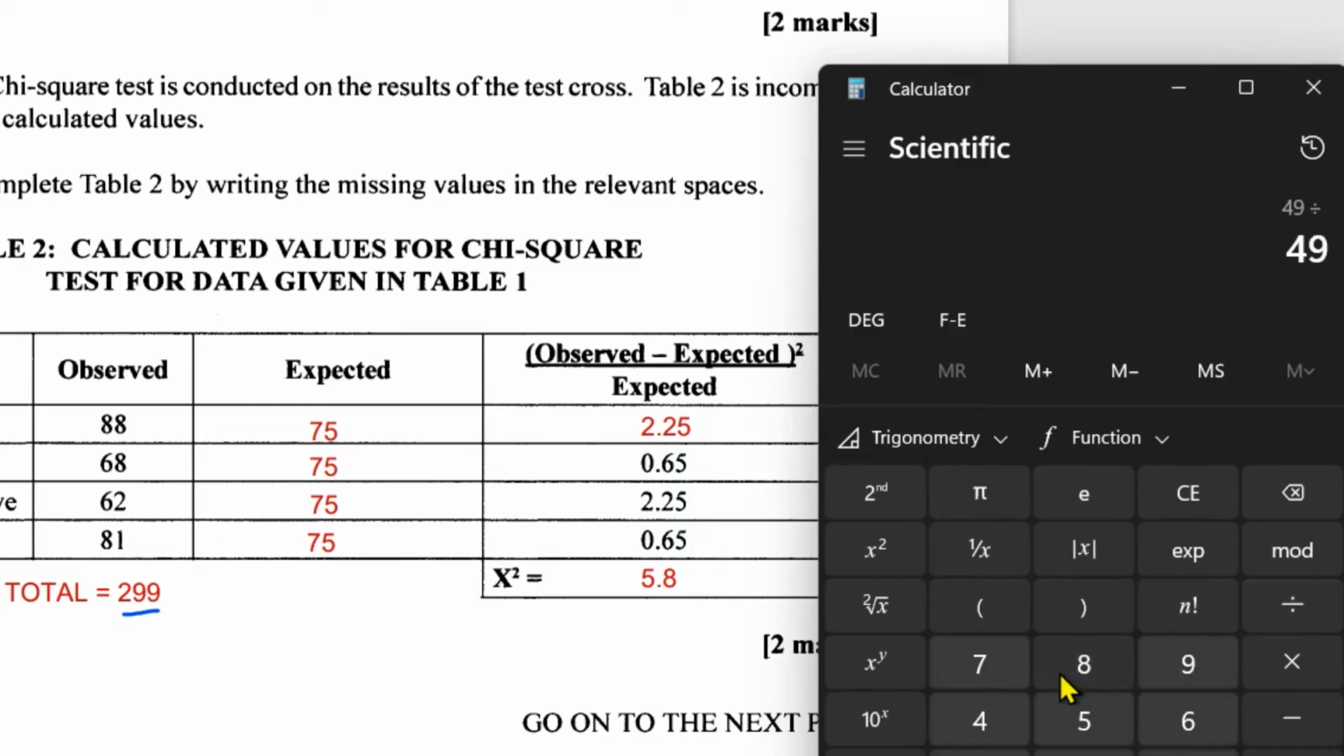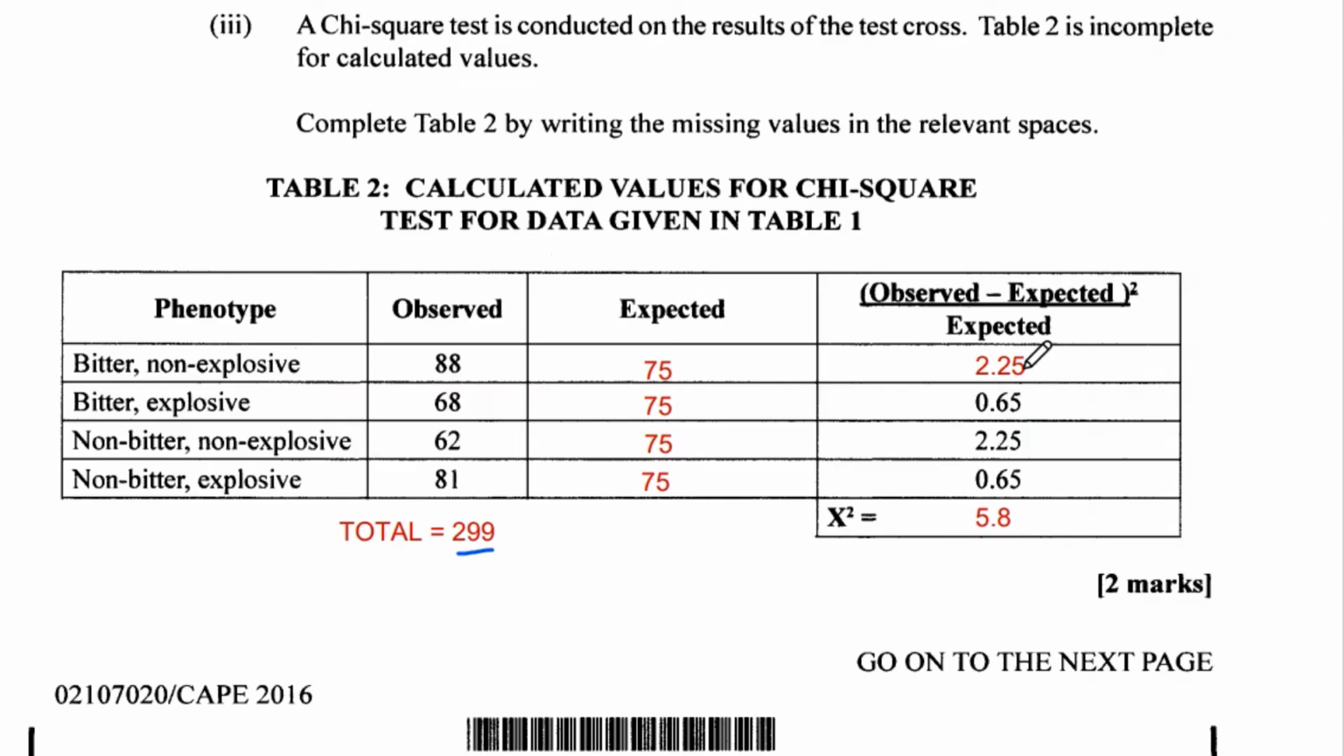And if we divide that by the expected value, which is 75 in this case, you're going to get 0.653 recurring. So you see this, we're basically doing the correct thing. So in order to get the chi-square value, what we have to do is find the sum for each phenotype. So 2.25 plus 0.65 plus 2.25 plus 0.65. When we find the total of that, we are going to get 5.8.